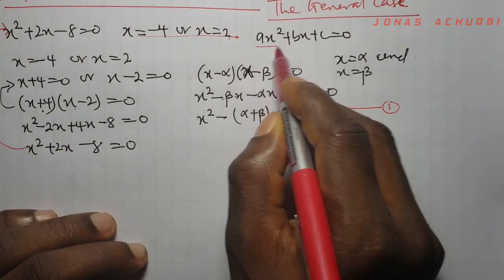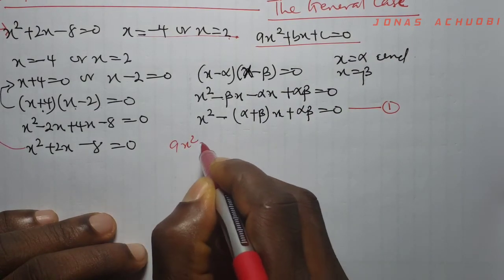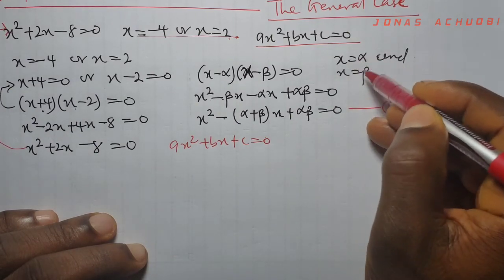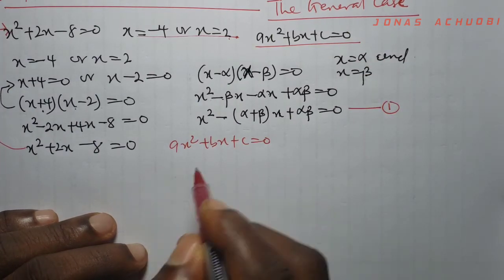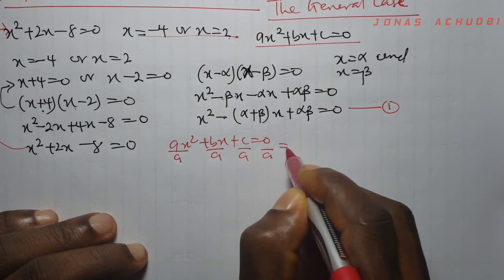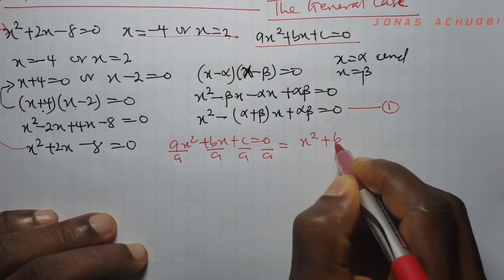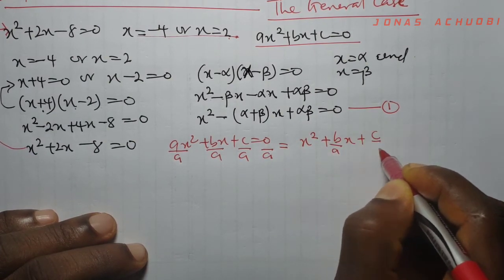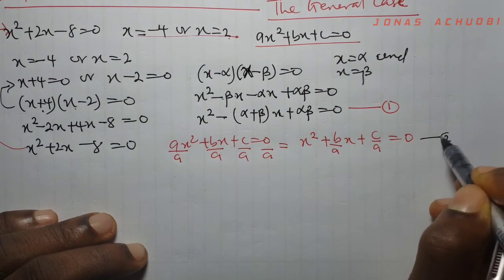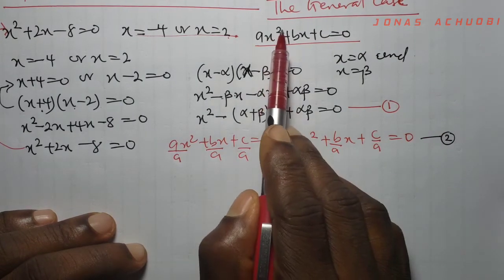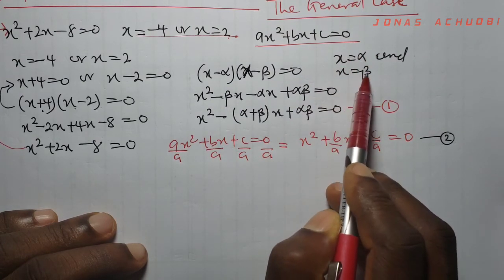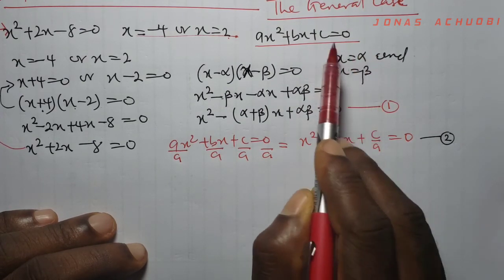Now, this is our general equation, ax squared plus bx plus c equal to 0, whose roots are x equal to alpha and x equal to beta, can be rearranged. If we divide all through by a, then what you're going to have is x squared plus (b over a)x plus c over a equal to 0. And I want to call this one equation 2. So what are we saying? ax squared plus bx plus c equal to 0 is our general equation. x equal to alpha, x equal to beta are the two roots or the two solutions of this equation.